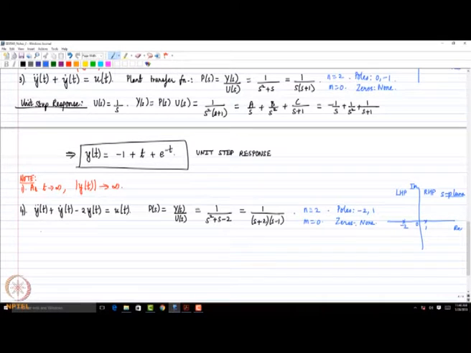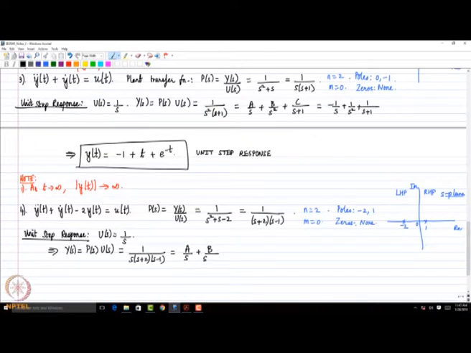So what is the unit step response? Unit step response means u of s is going to be equal to 1 divided by s, right? So if u of s is 1 divided by s, y of s is going to be equal to p of s times u of s, and what are we going to get? We are going to get 1 divided by s times s plus 2 times s minus 1, which is going to be a by s plus b by s plus 2 plus c divided by s minus 1.